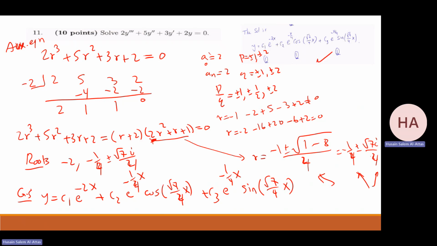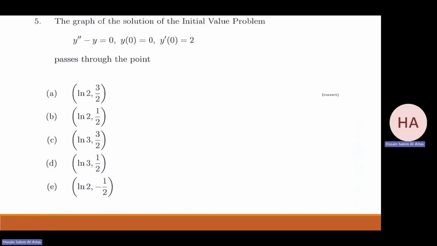Just this one. Okay. The graph of the solution of this initial value problem. What I want to solve this. Find the solution. So I have the auxiliary equation, which is an easy one: r squared minus 1 equals 0. So r equals plus or minus 1. Very clear. So the general solution.